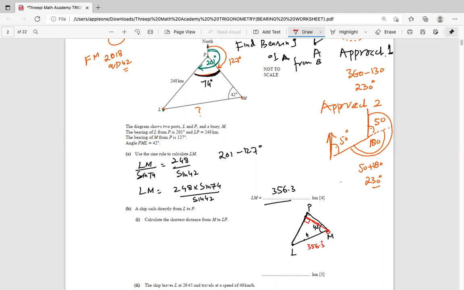Okay, now we got this angle, 74. This angle is 74. This is 42. What is this angle? Let's say this angle is X. So X plus 74 plus 42 should be 180. So X is 180 minus 74 minus 42. The result is 64 degrees. It means this angle is 64 degrees.